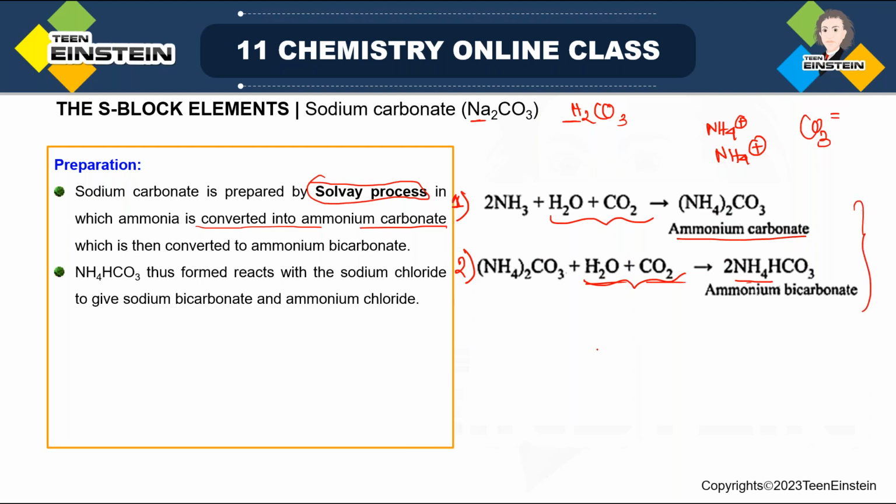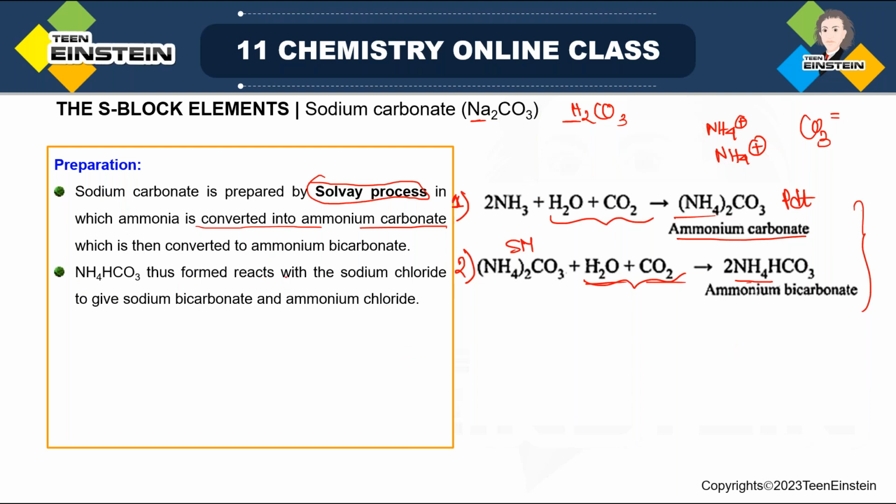If you simply add these two equations, this part will be cancelled, because whatever is product here, you are using as a starting material in the second reaction. So together also you can write this reaction. In that case you have to omit ammonium carbonate, but it is better if you break this equation so that you can understand that there is some intermediate generated, which is ammonium carbonate. This ammonium carbonate is finally converted to ammonium bicarbonate. So in the second step, we are getting ammonium bicarbonate.